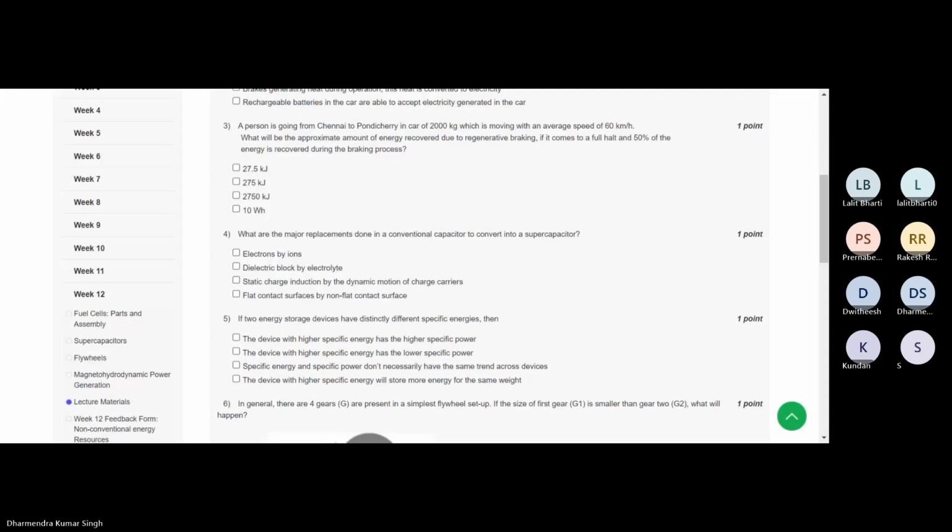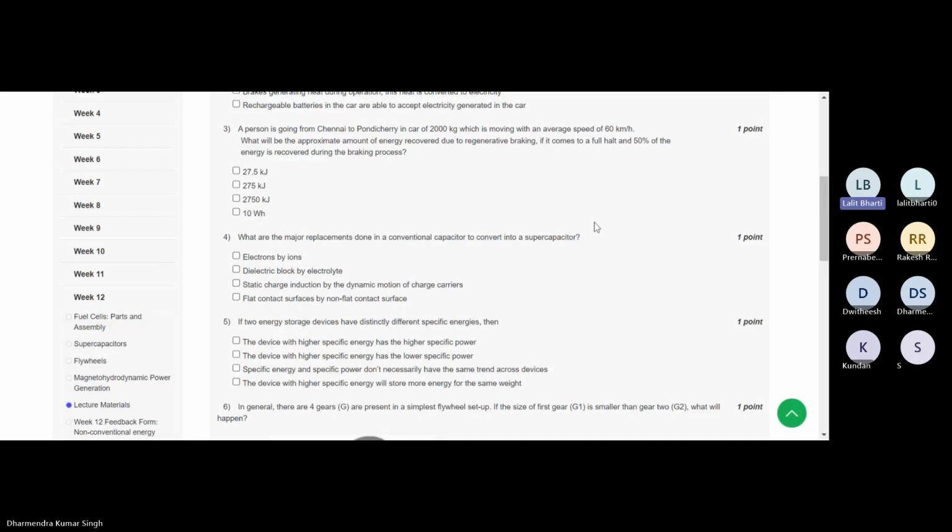So mass is given, so you can use the formula for regenerative braking. I have not discussed the exact formula or relation in class. Basically, you need the relation between the mass and the speed, and 50% is the energy recovered during braking. Do you have any relation from the class notes? Basically, kinetic energy, half mv square. So you just use half mv square, and 50% needs to be recovered.